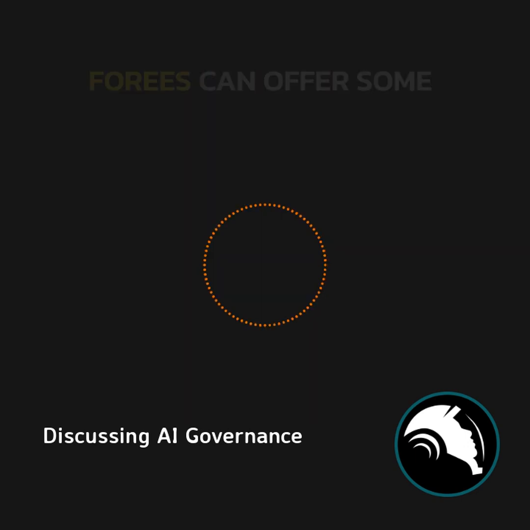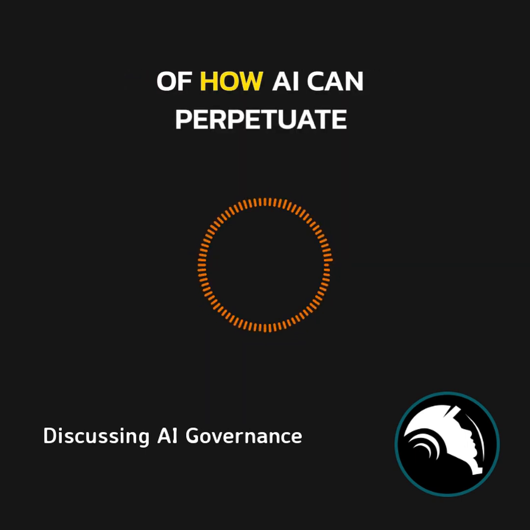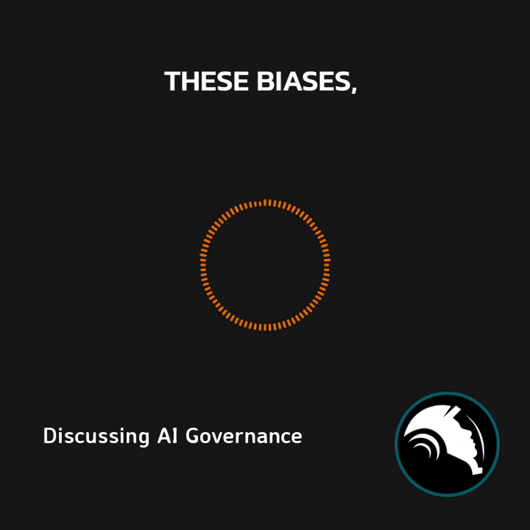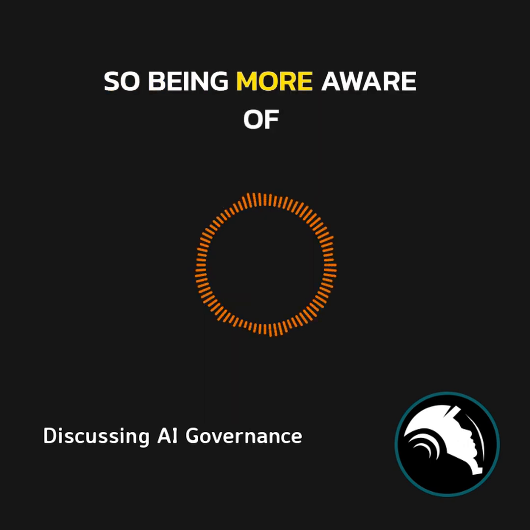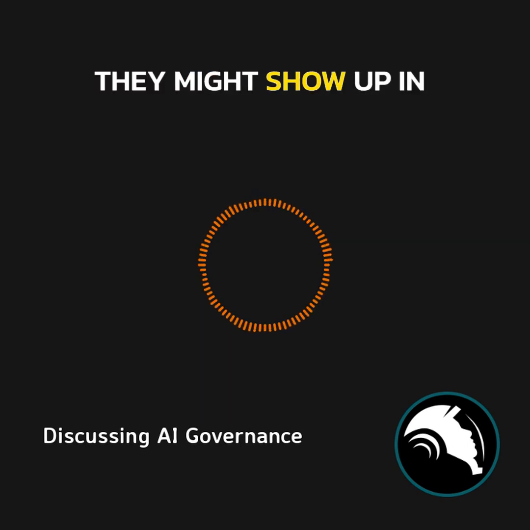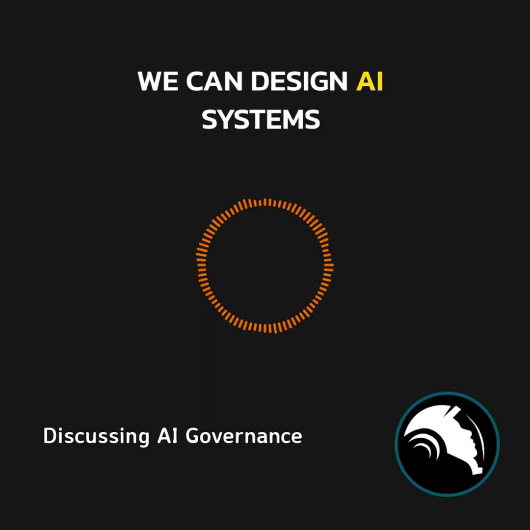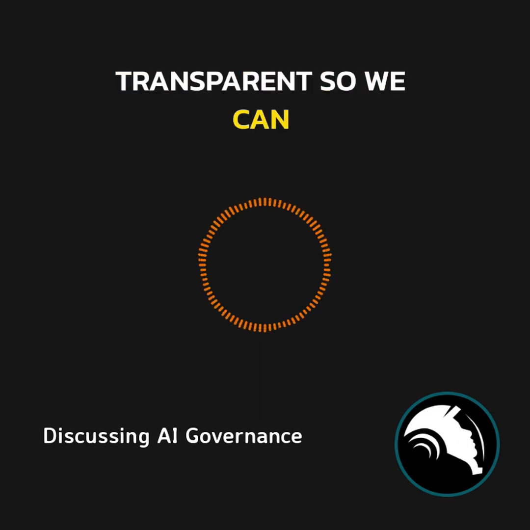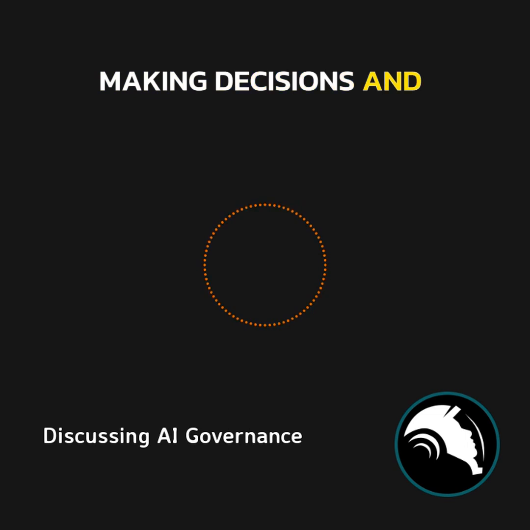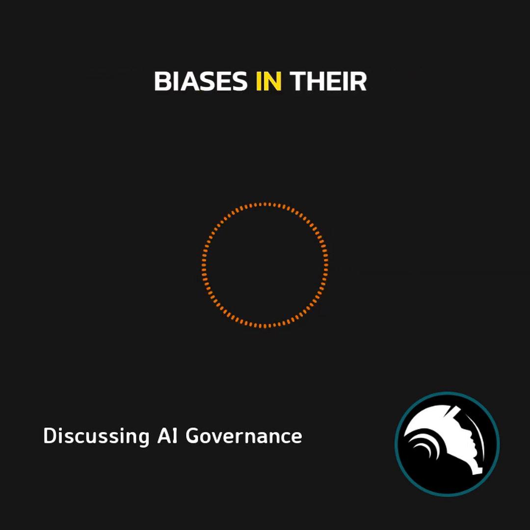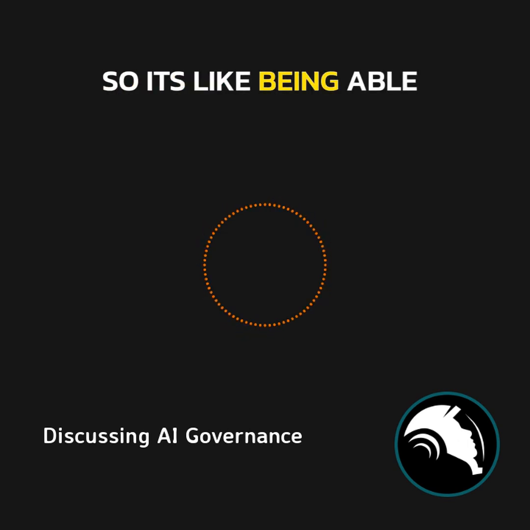Exactly. And again, 4Es can offer some potential solutions here. Like, education is crucial. People need to be aware of how AI can perpetuate these biases, even if it's unintentional. So being more aware of our own biases and how they might show up in the data. Exactly. And then with engineering, we can design AI systems that are more transparent. So we can actually see how they're making decisions and identify any potential biases in their algorithms. So it's like being able to look under the hood and make sure everything's running fairly.